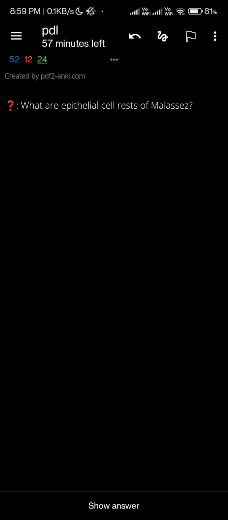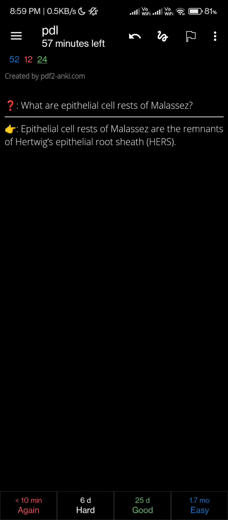What are epithelial cell rests of Malassez? They are found in the periodontal ligament closest to the cementum. They can differentiate into cementoblasts, osteoblasts, and fibroblasts. They are remnants of Hertwig's epithelial root sheath.